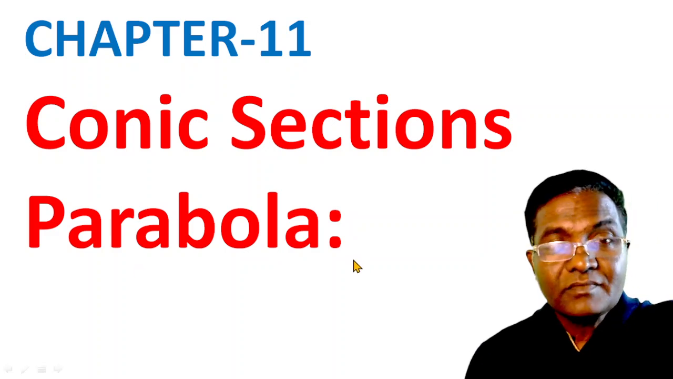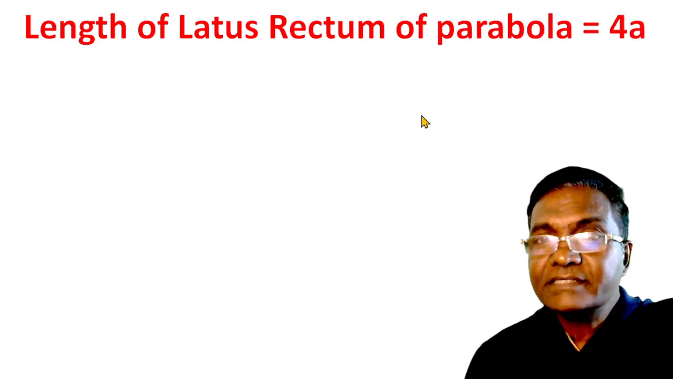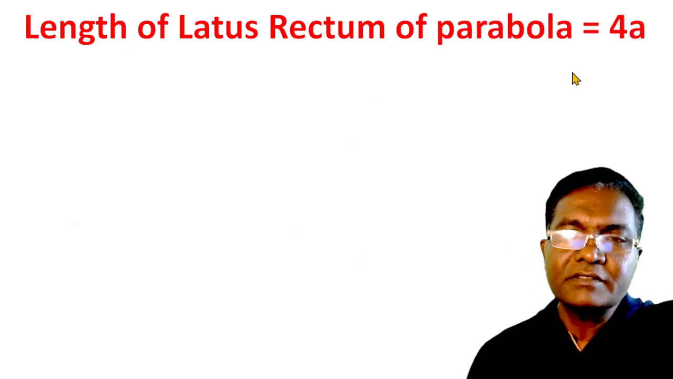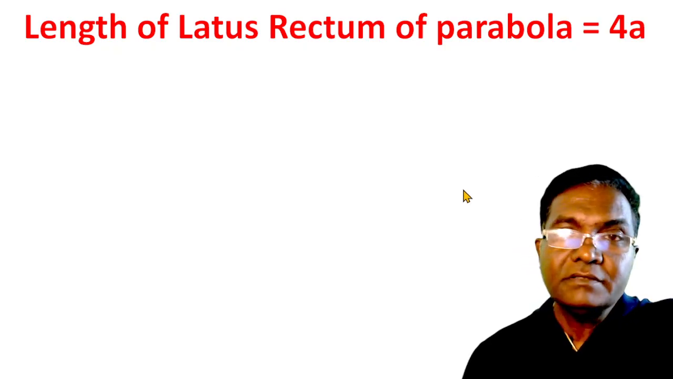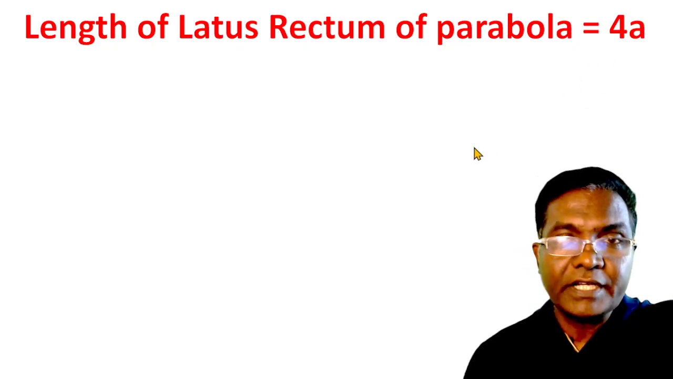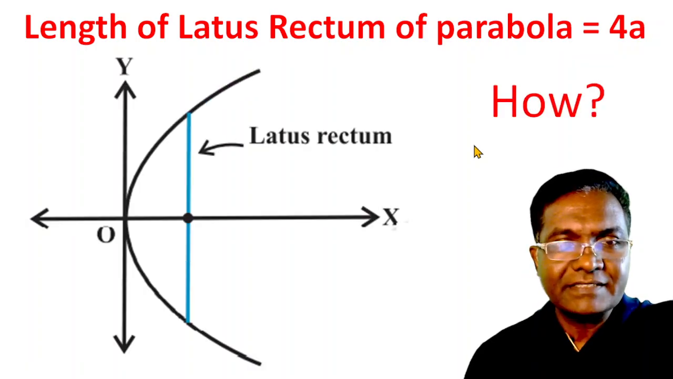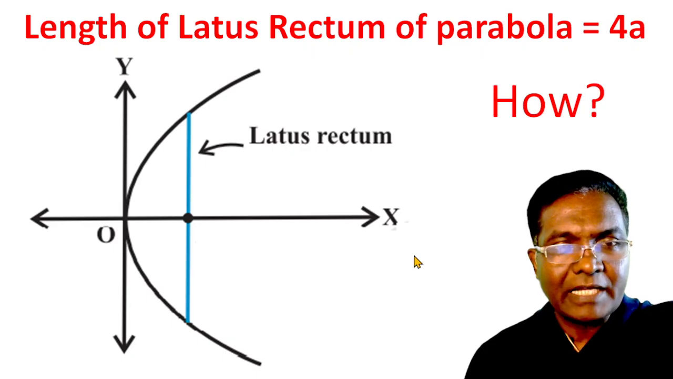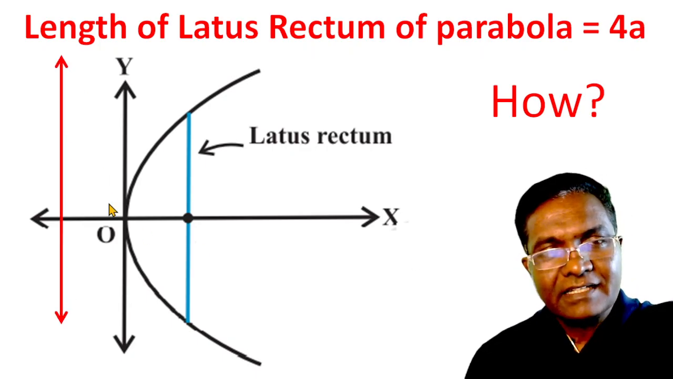So in the last session, what I mentioned is that the length of latus rectum of a parabola is 4a. Maybe in your mind you wonder how it is 4a. So let us try to understand. Consider this parabola and this is the directrix.